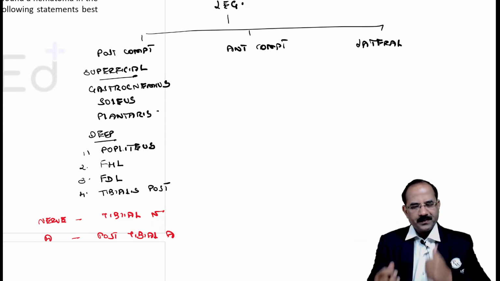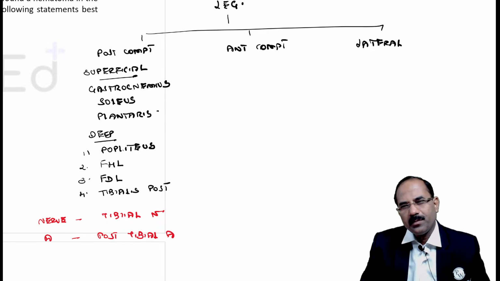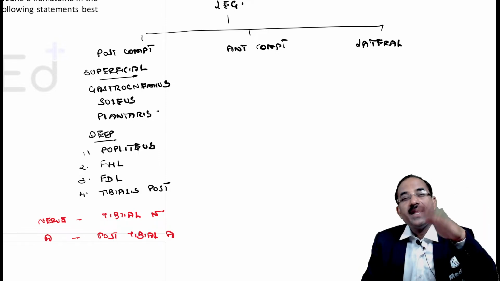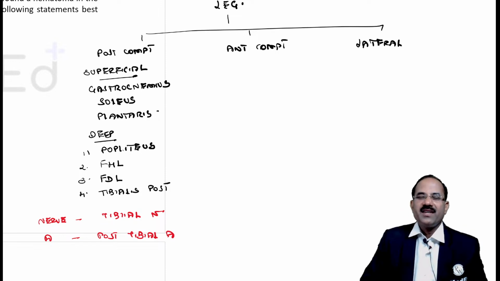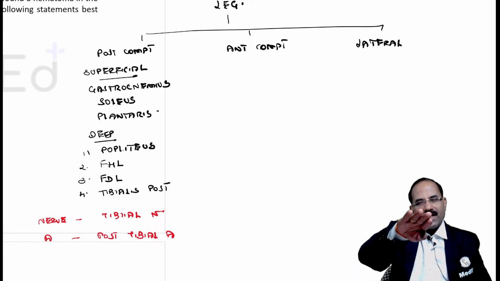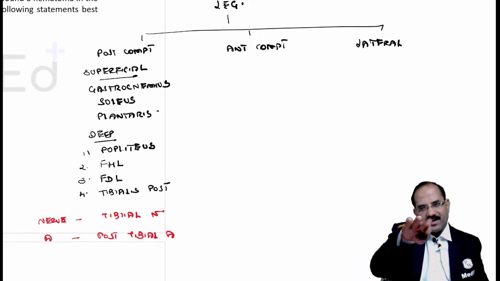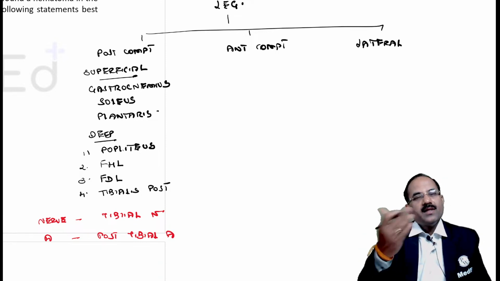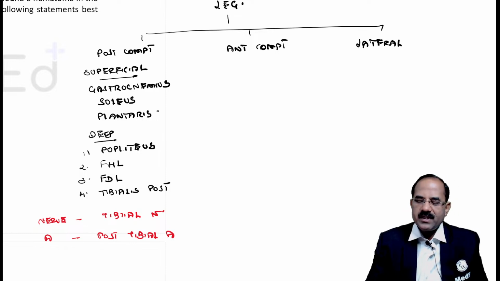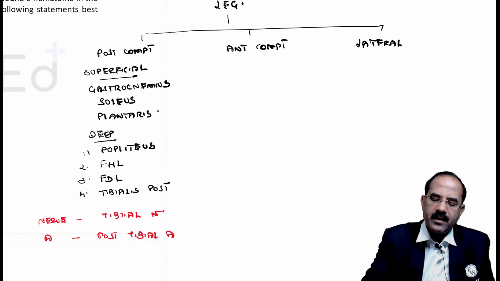In a nutshell. चलो, posterior compartment का action क्या होता है? Posterior compartment of the leg does this. What is this? Plantar flexion, है ना? ये क्या होता है? Plantar flexion. And they also do this. What is this? This is inversion. Plantar flexion and inversion. The nerve is the tibial nerve. Artery is the posterior tibial artery.